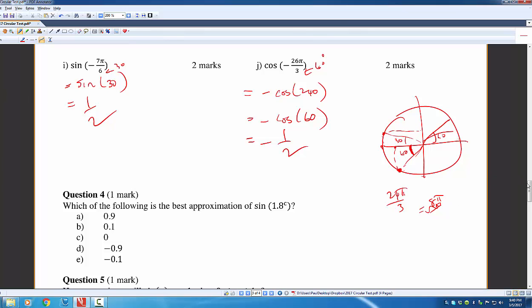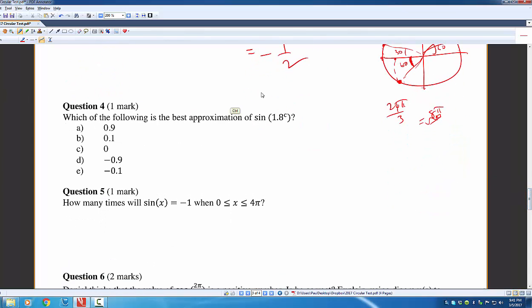Alright, here we go. We've got the best approximation here of 1.8 radians. Well, it's a tricky one, because you're not allowed to use your calculator, and it'd be easy to do with the calculator, but what you've got to know is a key thing about radians. 1 radian equals roughly 57 degrees. Roughly. So 2 radians will be roughly, I don't know, let's go 120. This is a bit less than 120.